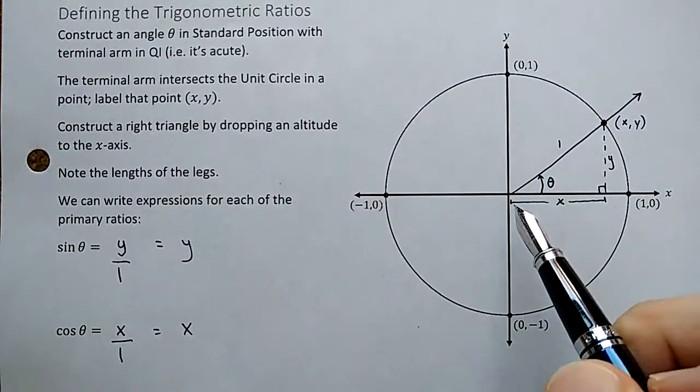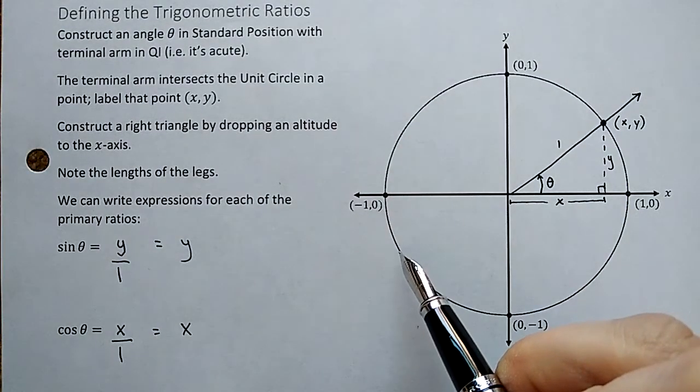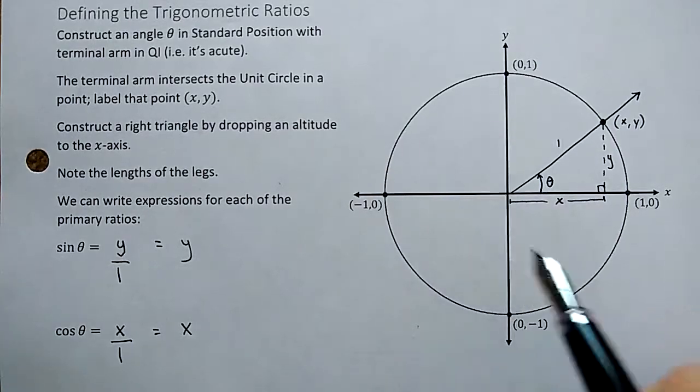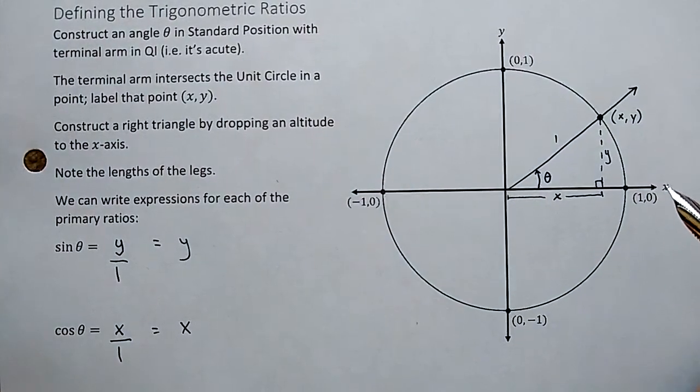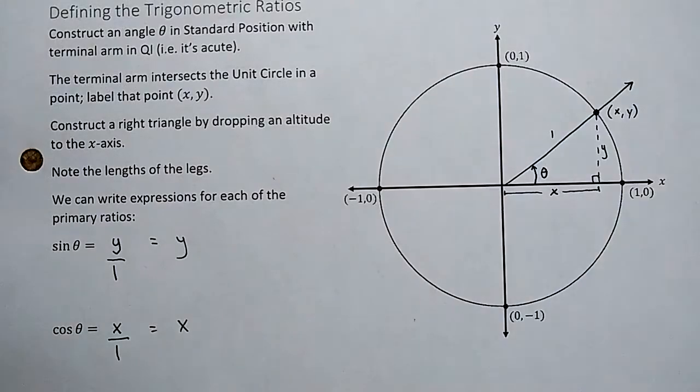When we have a point that's over here that has a negative x value, we're going to use that negative x value in place of the length. Okay, let's see what that looks like.